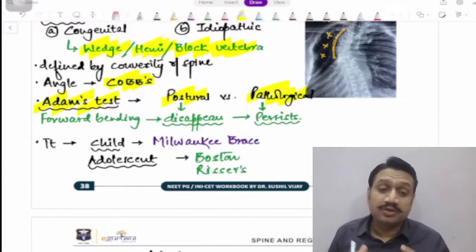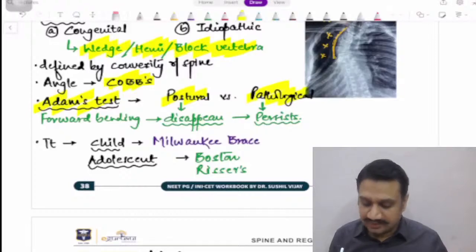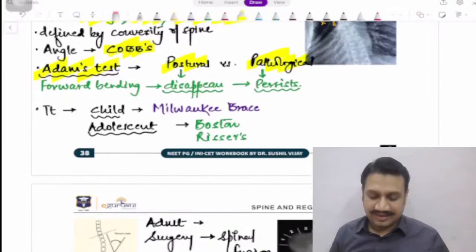That will disappear, but the pathological one is going to have that. That is called the Adams test, right? That is called the Adams test.